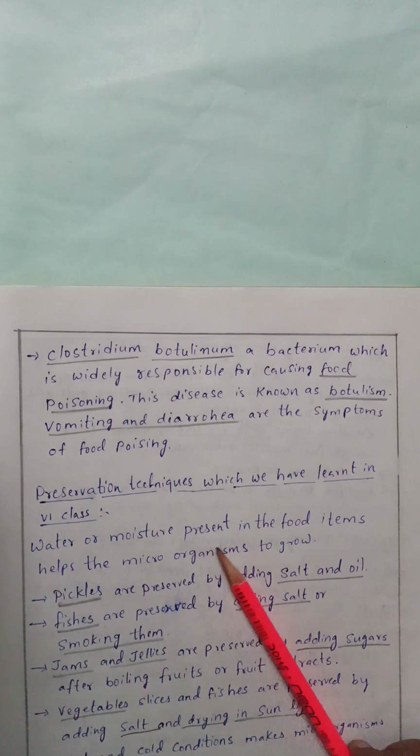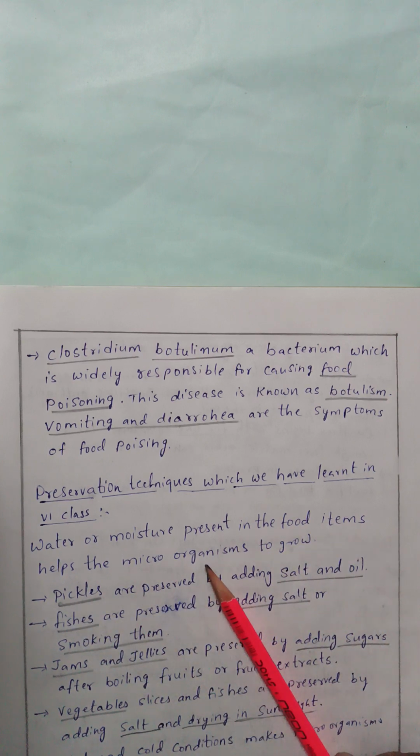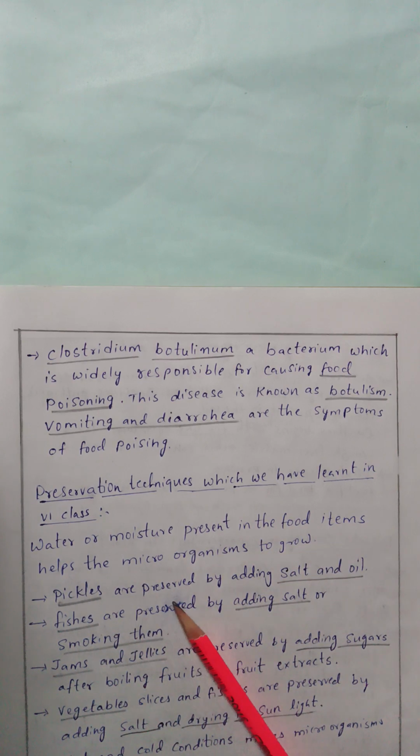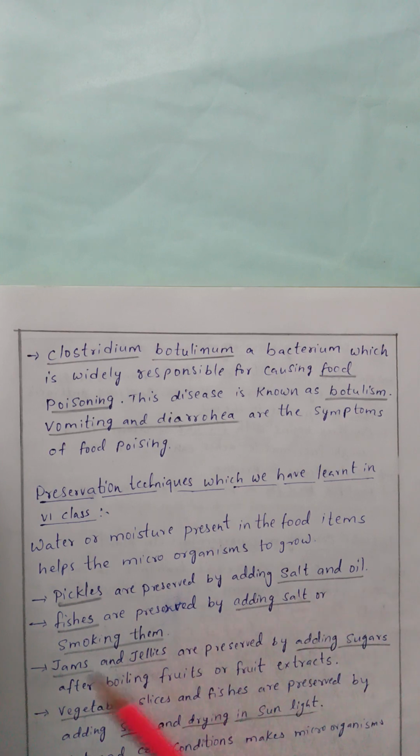Water or moisture present in the food items helps the microorganisms to grow. Pickles are preserved by adding salt and oil. Fishes are preserved by adding salt or smoking them. Jams and jellies are preserved by adding sugars after boiling fruits or fruit extracts. Vegetable slices and fishes are preserved by adding salt and drying in sunlight.